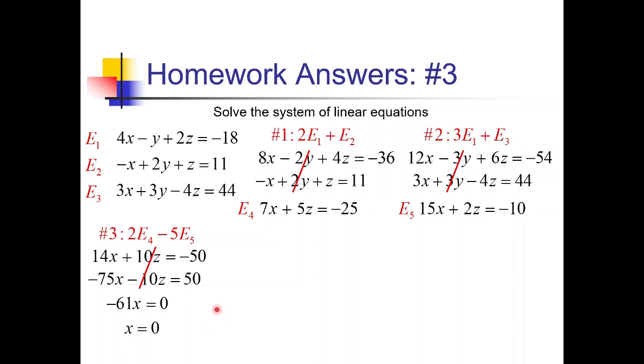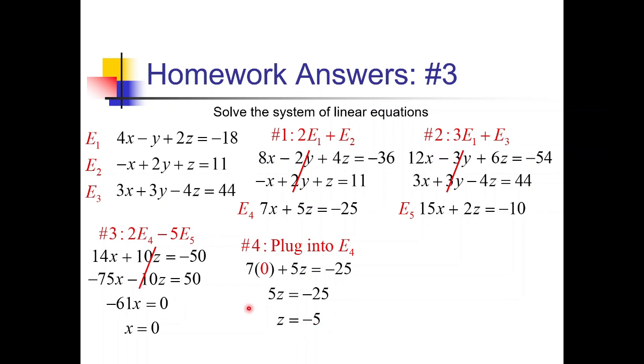And now I'm going to go ahead and plug this back into one of these two variable equations to get another variable. I'm thinking equation 4 looks a little bit easier. I mean, they're both kind of the same. It doesn't really matter. Let me go with equation 4. So 7 times 0 plus 5z equals negative 25. So that's just 5z equals negative 25. Dividing by 5, we get z equals negative 5.